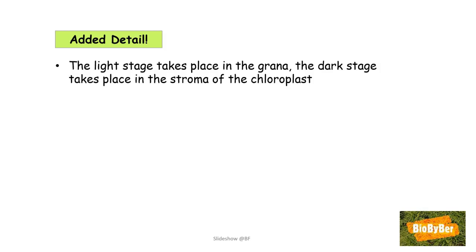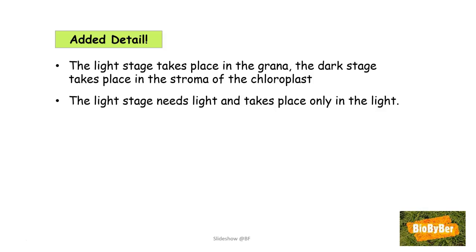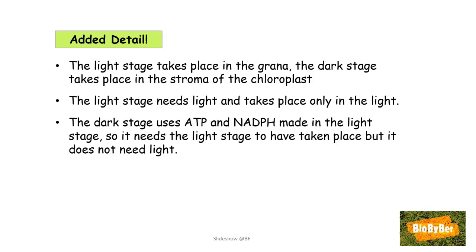Some added detail to just polish this a little bit more. The light stage takes place in the grana. The dark stage takes place in the stroma of the chloroplast. The light stage needs light and takes place only in the light, meaning it needs light to function. The dark stage uses ATP and NADPH made in the light stage. So it needs the light stage to have taken place, but it does not actually need the light itself.